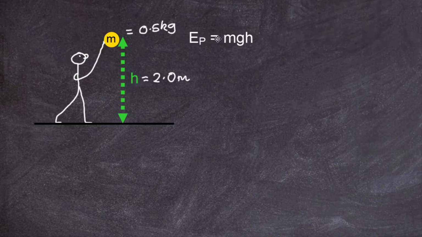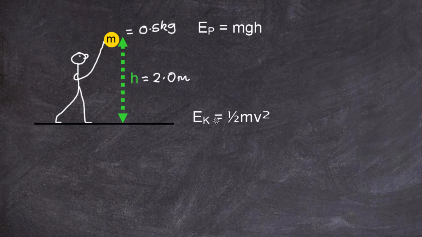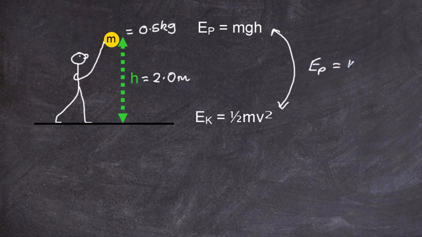At the top, the energy of the ball will be completely gravitational potential energy of the value mgh. At the bottom, all that gravitational potential energy has been changed into kinetic energy, half mv squared. And both of those values should in fact be the same. So those values are the same. EP should be completely transferred into EK.